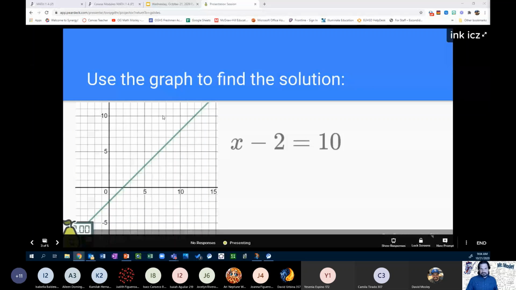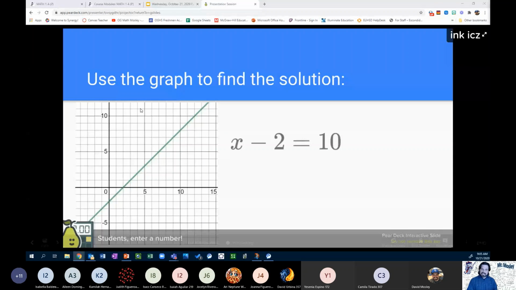We have this graph here. You're going to use the graph to find the solution to x minus 2 equals 10. I ask you to use the graph. If you do not need to use the graph and you know what the solution is, that's fine as well. But the graph should be a tool. And then again, make sure you check your work. Once you have a number that you believe works, put it in place for x, replace x with that value, and do the math. If you do not get 10 as the result, then there's an error. You need to try again.